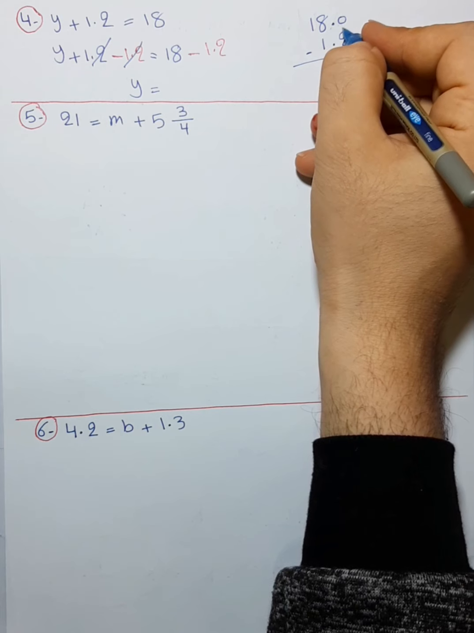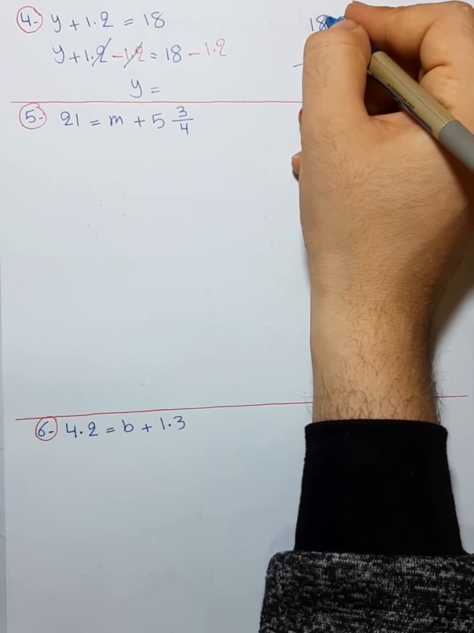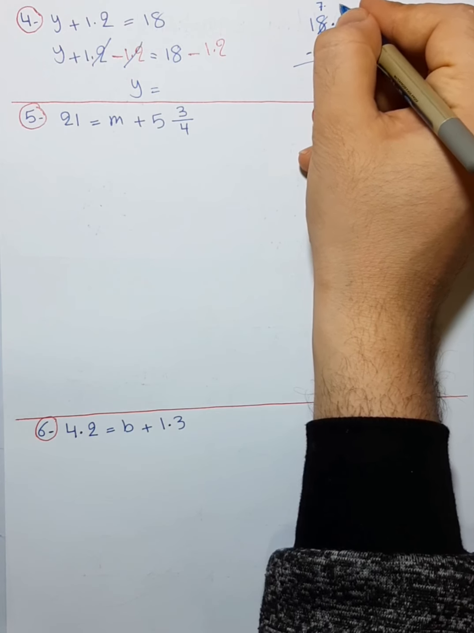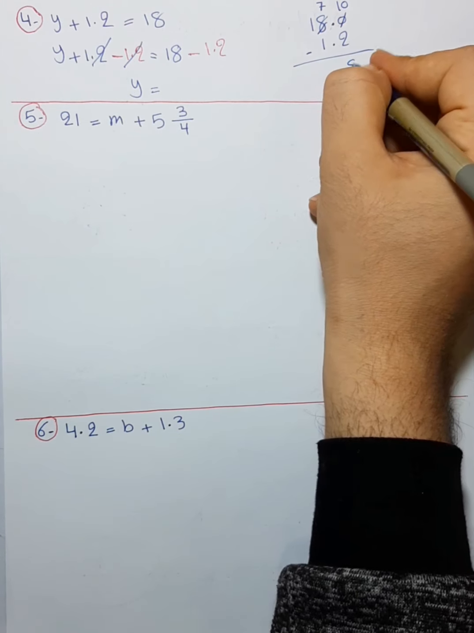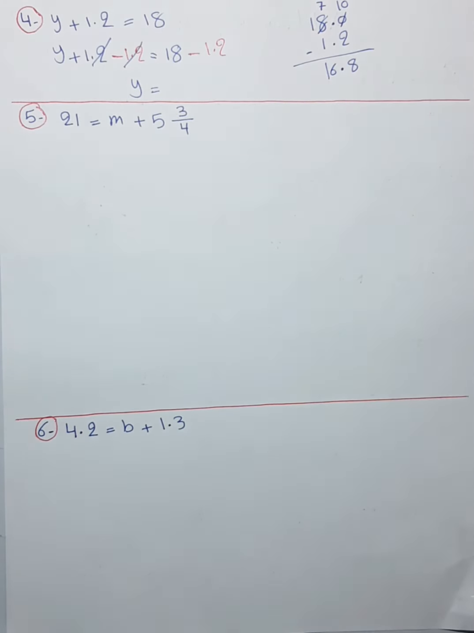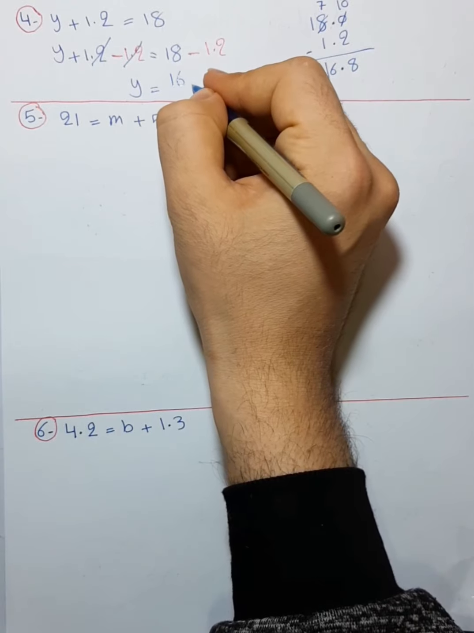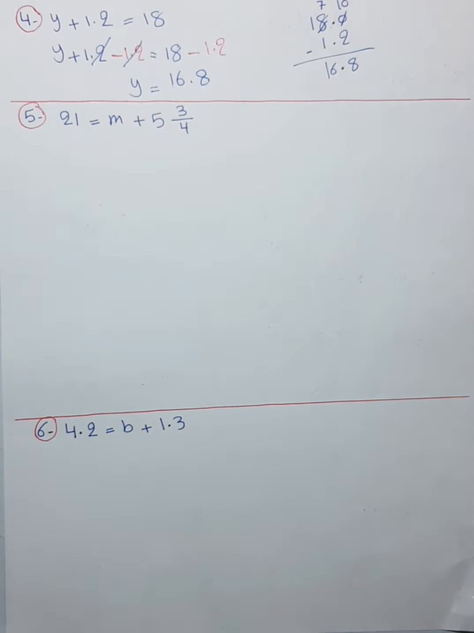0 minus 2, we have to break down. We have to break part 8. 8 becomes 7 and 0 becomes 10. 10 minus 2, 8. 7 minus 1, 6. We have 16.8.